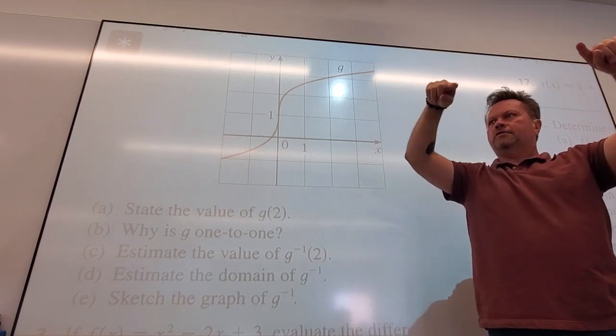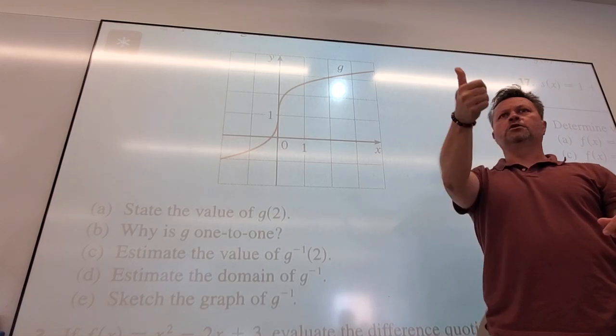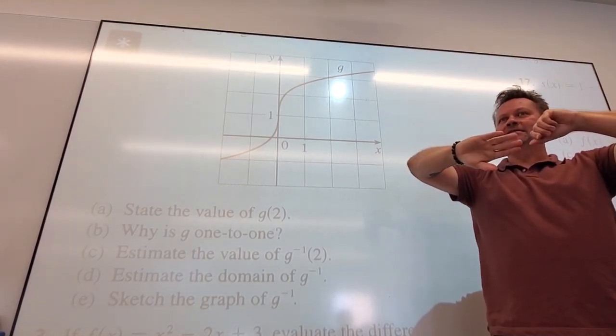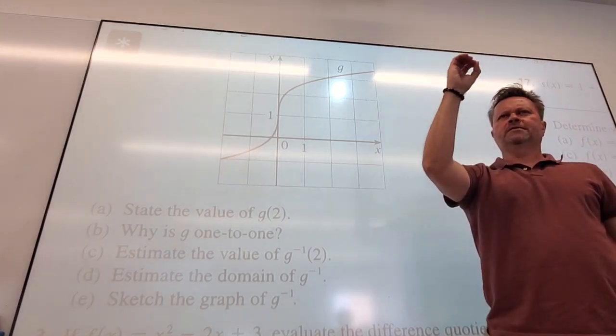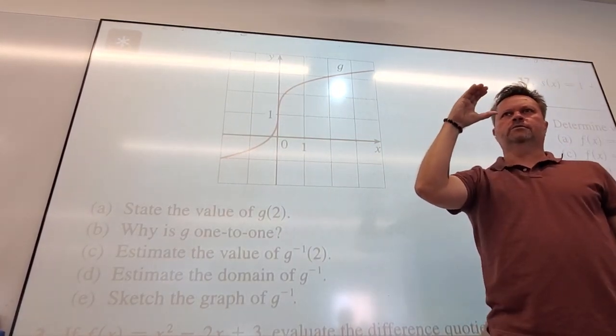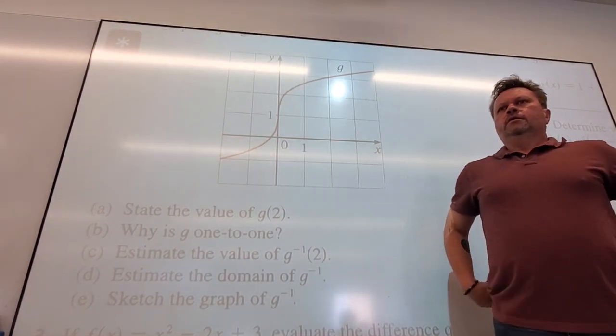brackets, -2 comma 4. What's the bracket mean? Include, because a bracket looks like part of a letter I for include. And remember what open circle meant? Not include. And doesn't a parenthesis look like half of an open circle? There are ways to remember this. That's crazy. Mind-blowing. It's mind-boggling.